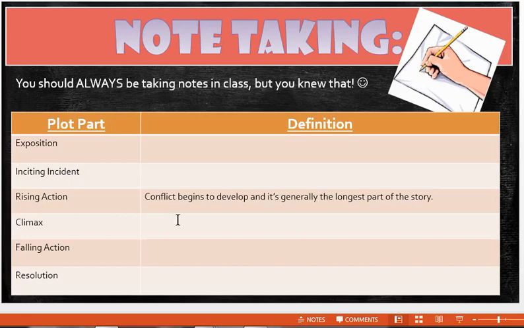In the rising action, the conflict begins to develop, and it's generally the longest part of the story. It's what keeps us turning those pages. If you guys have picked up a book and you don't like it, it probably doesn't have a conflict or character you can identify with. That's really important.